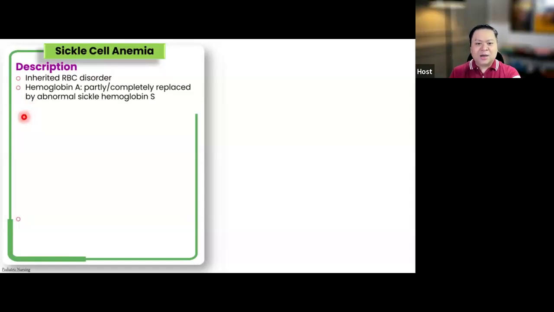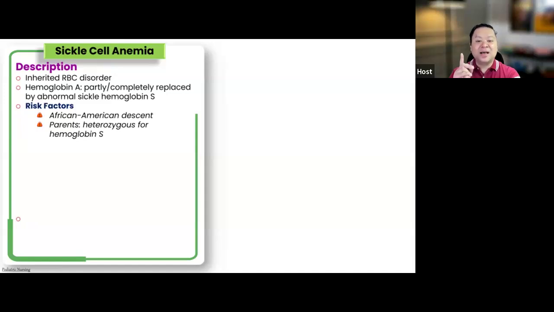All right. So how is this being transmitted? There are going to be risk factors here. One is being of African American descent, and also when the parents of the child are heterozygous for hemoglobin S, meaning that the parents have the sickle cell trait. Okay, so we are going to define some terms here. These are the following.